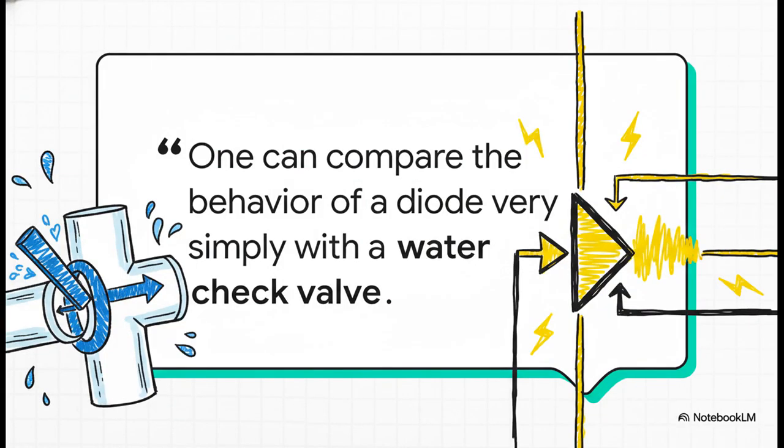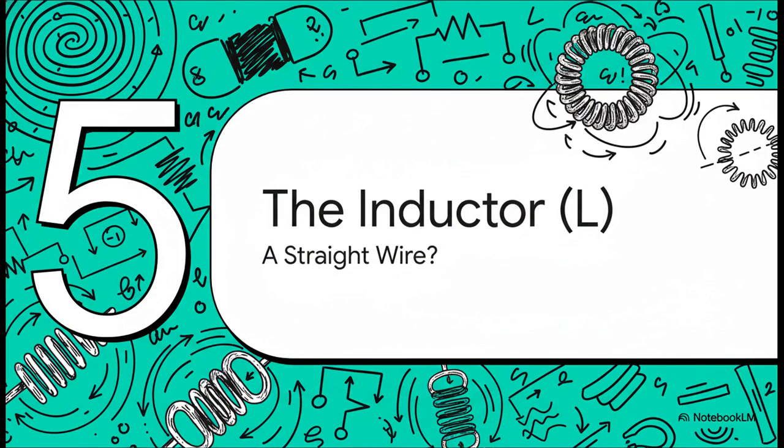And this is the perfect way to think about it. The best analogy for a diode is a one-way check valve in plumbing. Water can flow through one way, but if it tries to flow backwards, a flap slams shut and stops it. A diode does the exact same thing, but for electricity. And that's literally how your phone charger turns the AC power from your wall into the DC power your battery needs. Pretty clever, huh? Okay, that brings us to our fourth and final basic component, the inductor.